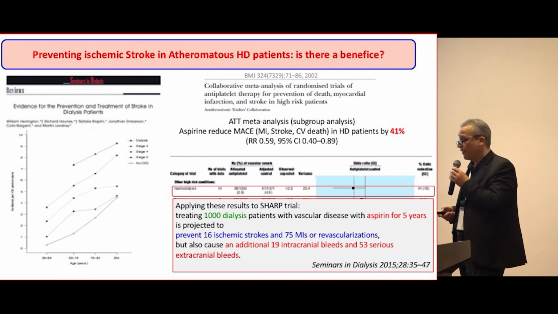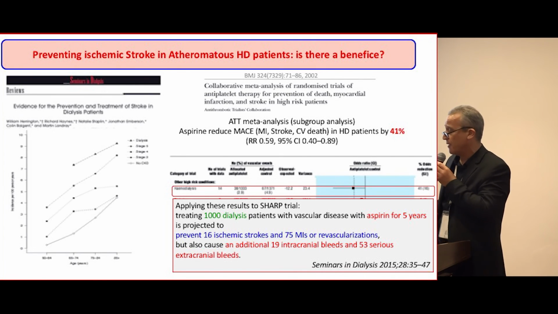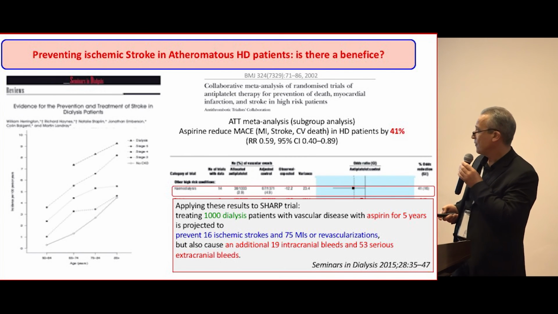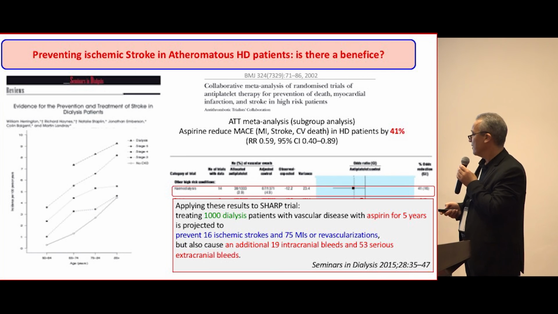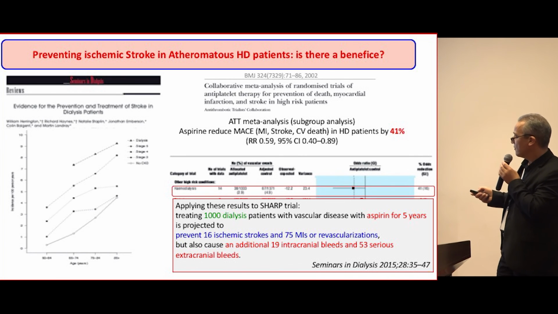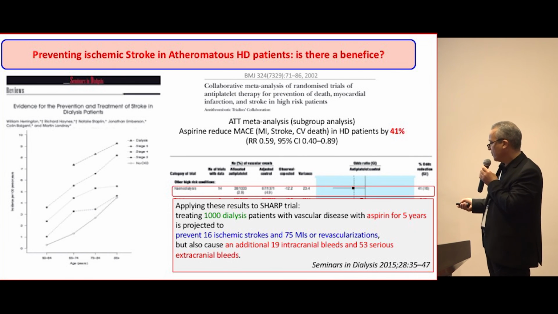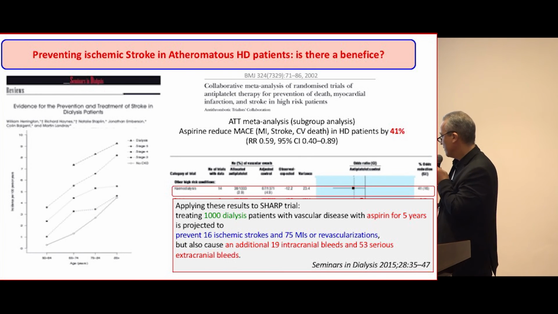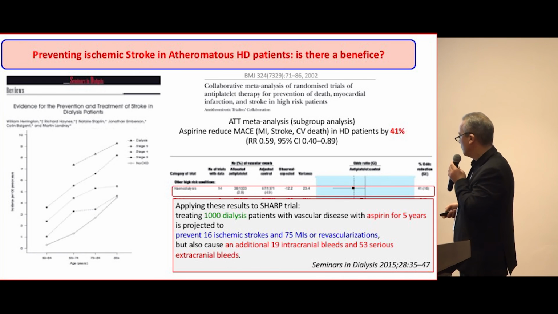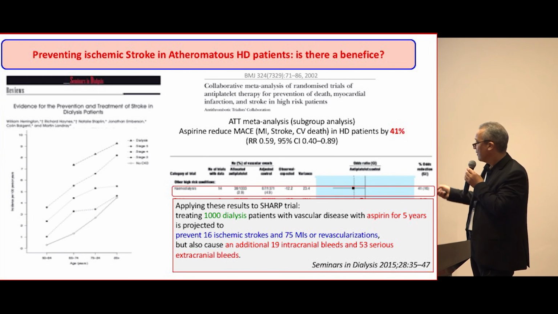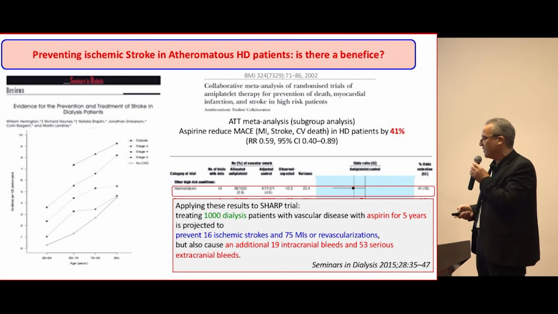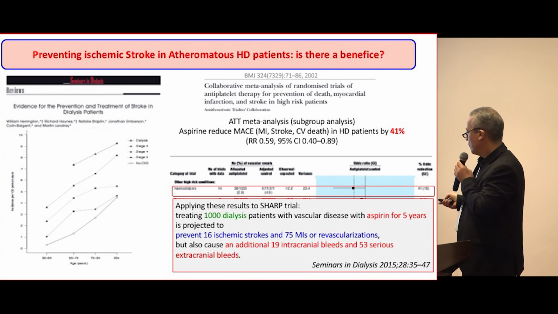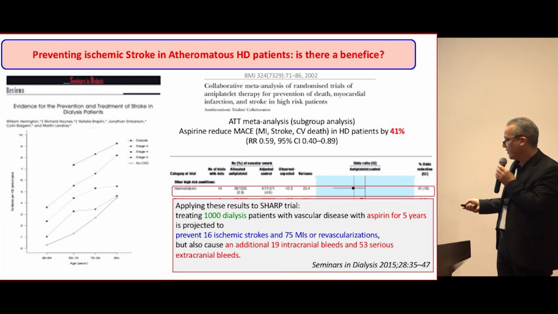And finally, do you think that the use of aspirin as an antiplatelet in our patients can prevent ischemic stroke? This study and this meta-analysis show that it is very beneficial to prevent myocardial infarction, stroke, and cardiovascular death, and the reduction is about 40%. Otherwise, this is balanced by the risk of bleeding.